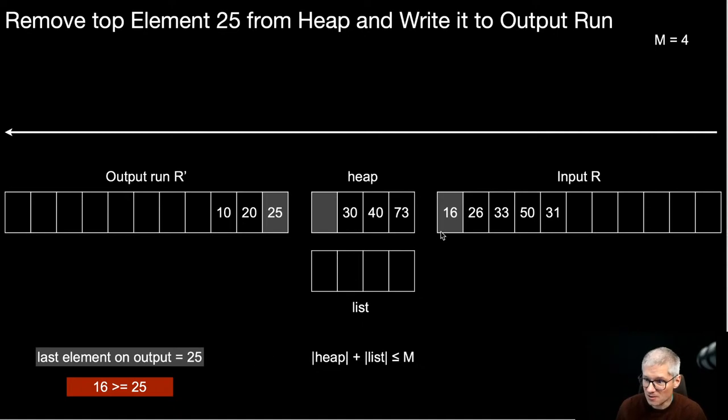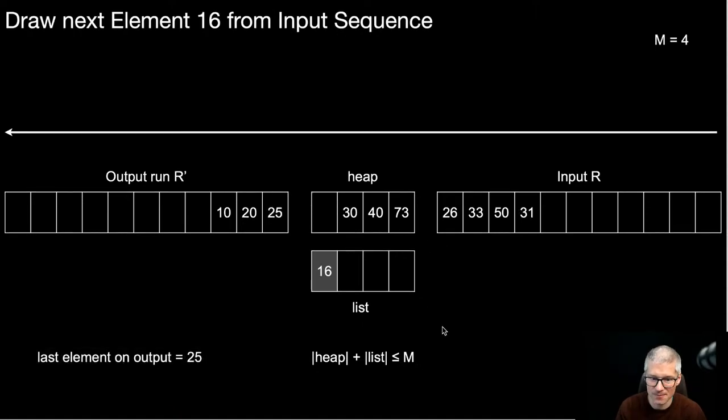So in this situation, I'm not allowed to put 16 into the heap, but I must put it into a separate list. That happens here. So I'm not allowed to put it here. This key is kept unchanged. I didn't change the output at this point in time.